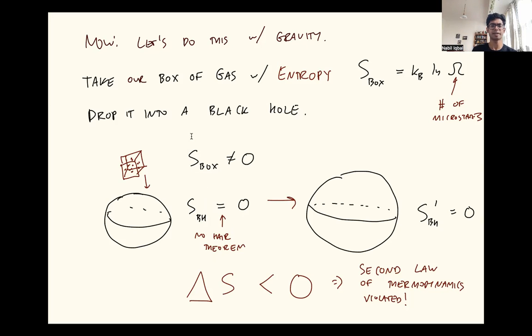Okay, so this is the setup at the beginning. And now let's take this box of gas and drop it into the black hole. Okay, the box will get eaten. The black hole will get a little bit bigger. Its mass will go up a little bit. But the entropy afterwards is still zero, right? Because of this no-hair theorem that tells us there's only one microstate attached to this black hole. So in other words, it looks like the entropy at the beginning, which was non-zero, is now zero afterwards. And the second law of thermodynamics has been violated.